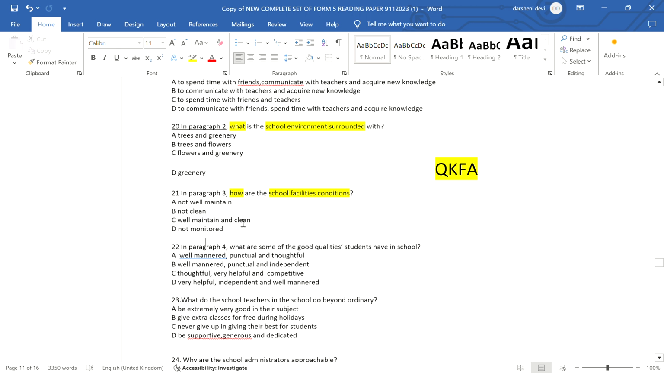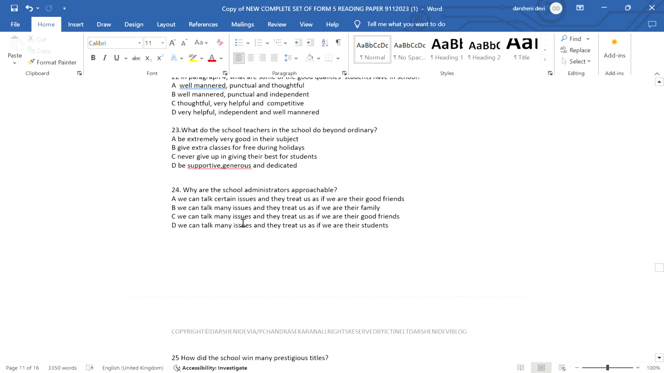Question 22 says paragraph 4. And then let's look at question number 23. These are some sample questions, like what do the school teachers do beyond ordinary? So here they ask you a direct question. The keywords here are school teachers and beyond ordinary. Then let's look at the options here: extremely good at the subject, extra classes, never give up, be supportive, generous.